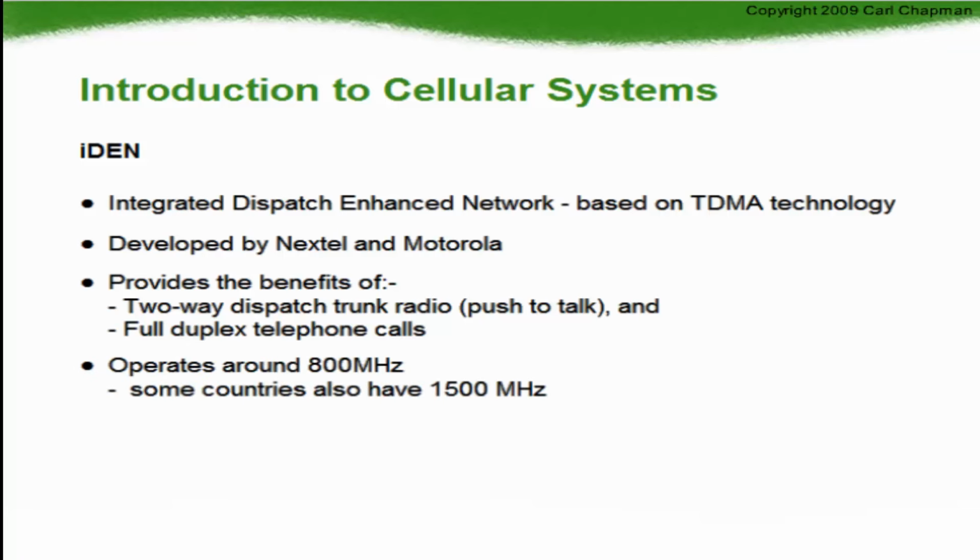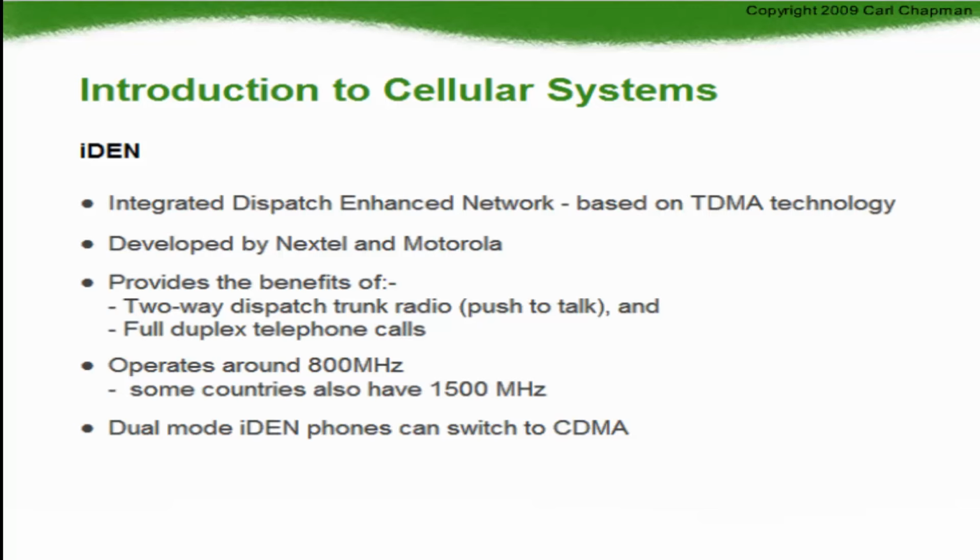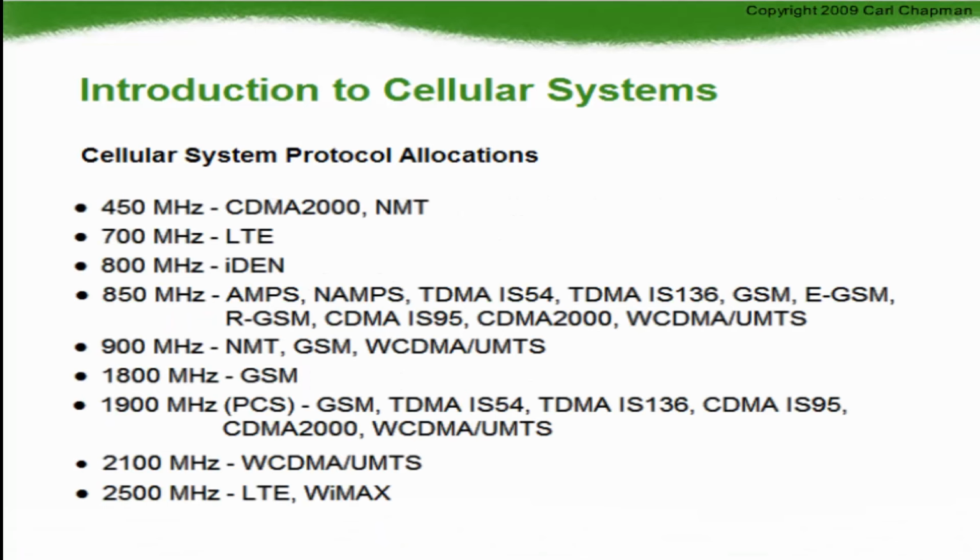The operation band is typically around 800 MHz, just below the cellular band. However, there is a 1500 MHz system in Japan. Dual-mode IDEN phones have the capability to switch to CDMA for telephone calls, but stay in IDEN mode for push-to-talk calls. Cellular systems around the world use a variety of technologies, protocols and frequencies.